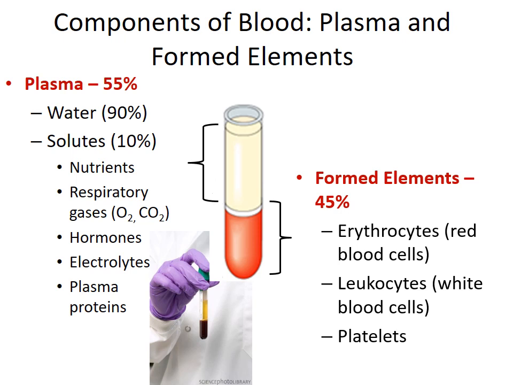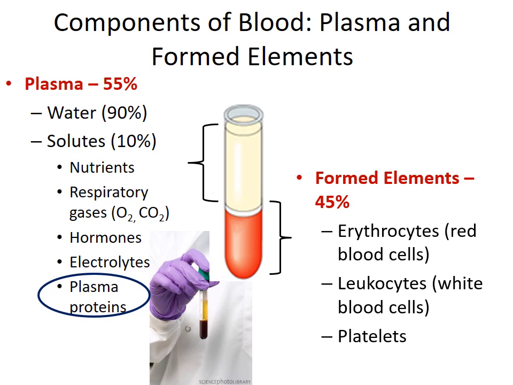So in the case of plasma, you can see that water is contributing to about 90%. See here, 90% is contributed by water. Solutes will be 10%, and here all the respiratory gases, etc., will be dissolved in these fluid portions. And also you will be seeing that it will be carrying hormones, electrolytes, and also it will consist of plasma proteins like albumin, globulin, fibrinogen, etc.